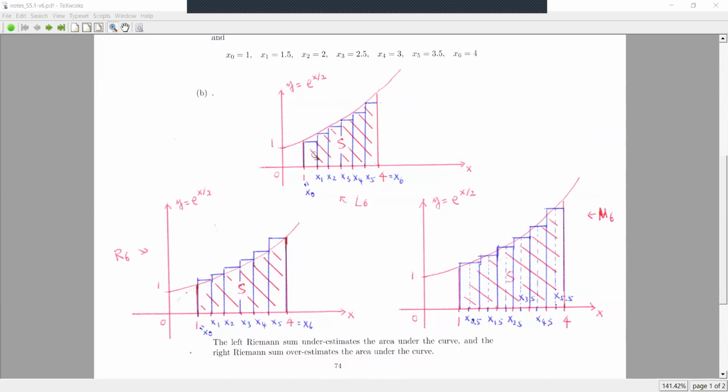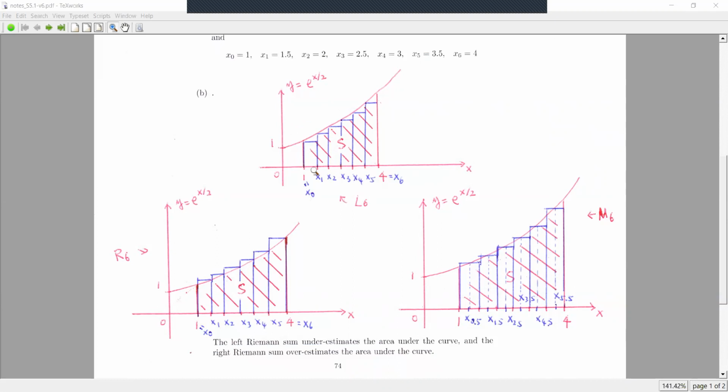The sum of the areas of these 6 rectangles is the left Riemann sum. The notation is L6. L means use function values at left endpoints to build rectangles. 6 is the number of rectangles.